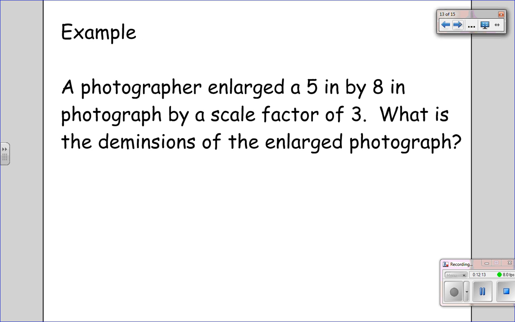All right, last question. A photographer enlarged a 5-inch by 8-inch photograph by a scale factor of 3. What are the dimensions of the enlarged photograph? Well, you just enlarge it by a scale factor of 3, so it's 3 times bigger. So instead of 5 inches, 5 times 3 is 15 inches. By 8 times 3 is 24 inches.